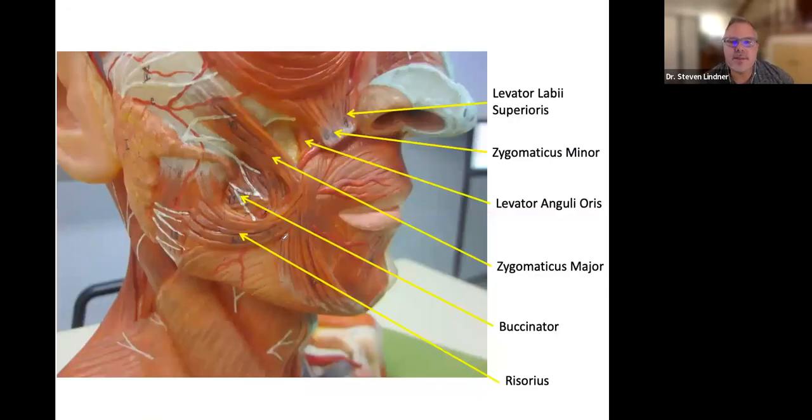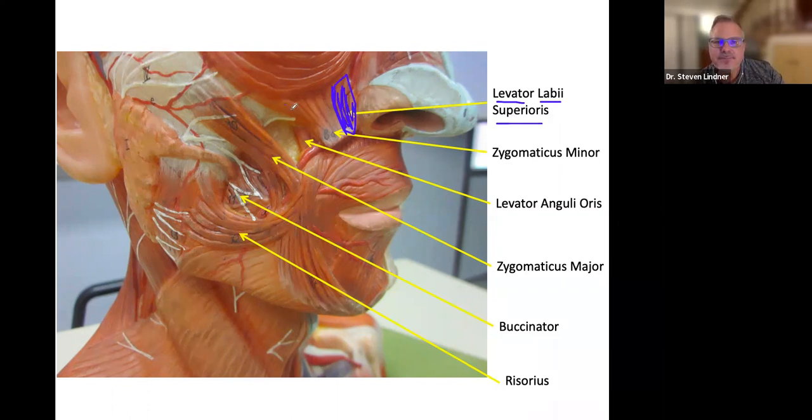Okay, now let's look at some of these cheek muscles. There's lots going on here. Let's see if we could do it in a more organized manner. So right here, we have a levator labii superioris. Labii means lip. So this portion here, levator labii superioris.